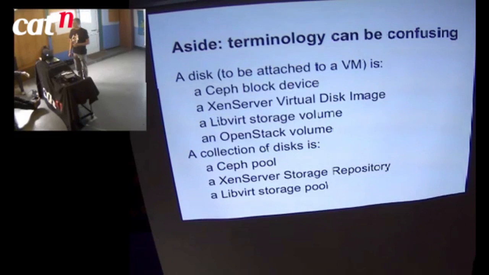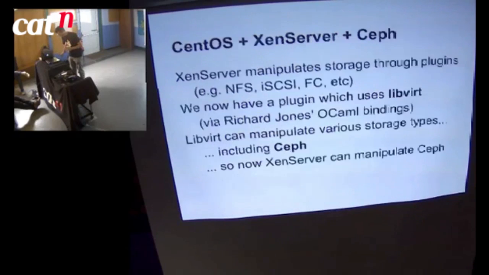And also the word pool is a bit overloaded. A Ceph pool is a collection of disks. A Libvirt storage pool is a collection of disks. A Xenserver pool is a collection of hosts. And Xenserver calls a storage pool a storage repository. So it's a bit of a jargon clash. I need to write up a cheat sheet so that you can translate from one to the other. So I apologise for any confusion.